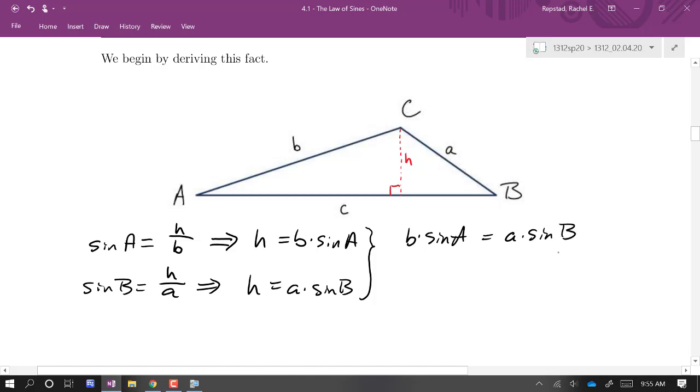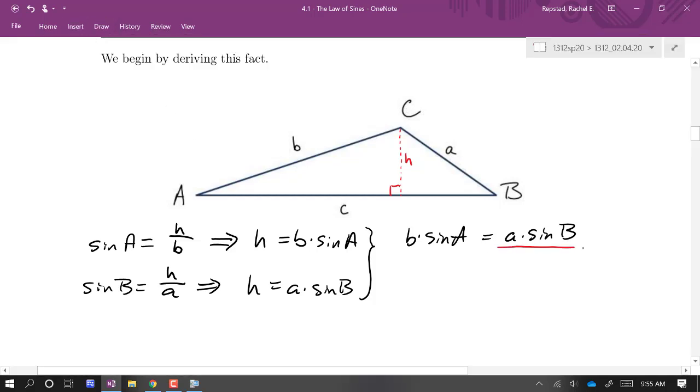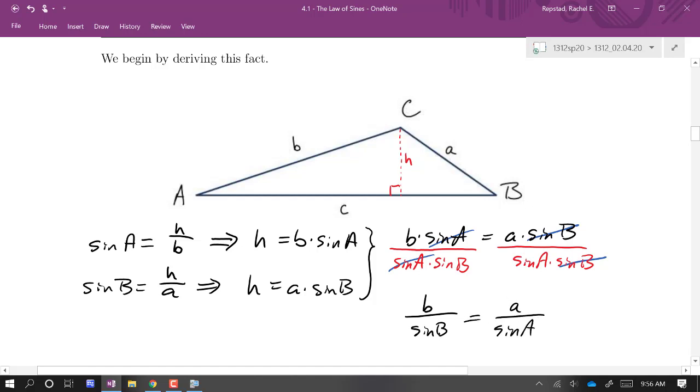Now we're just going to do a little algebra. I'm going to divide both sides by the same thing, sine of A times sine of B. On the left side, the sine of A cancels. On the right side, the sine of B cancels. And we get, on the left, B over sine B is equal to A over sine A. So there's part of the law of sines, right?